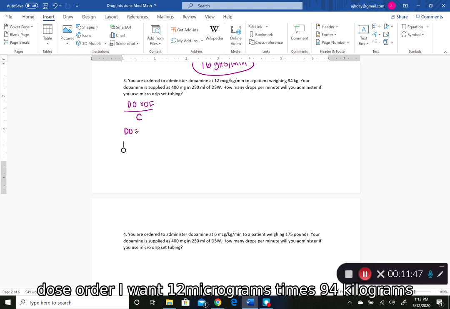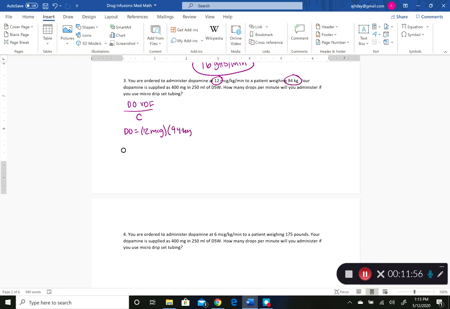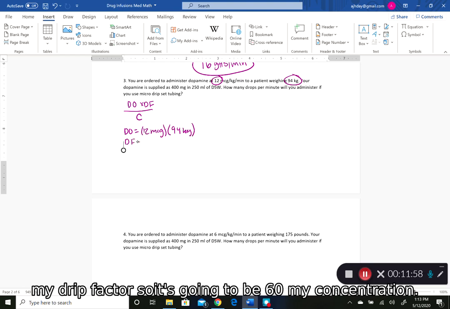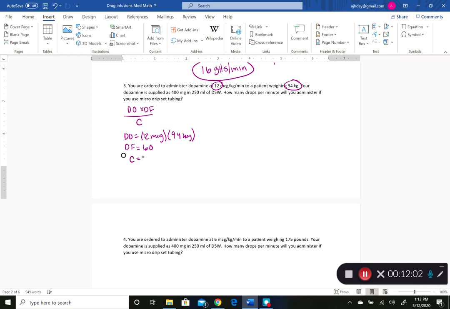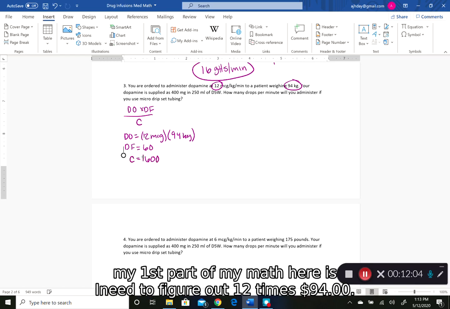My dose ordered, I want 12 micrograms times 94 kilograms. My drip factor is always going to be 60. My concentration is always going to be 1600. So my first part of my math here is I need to figure out 12 times 94.